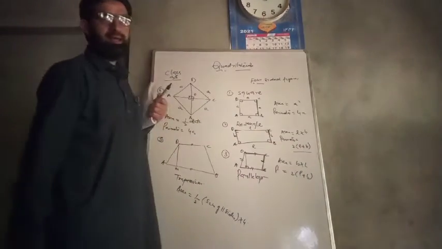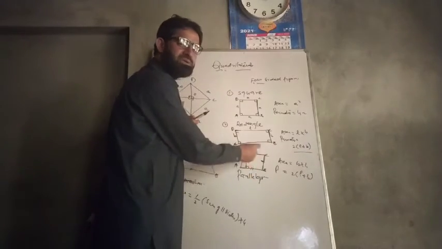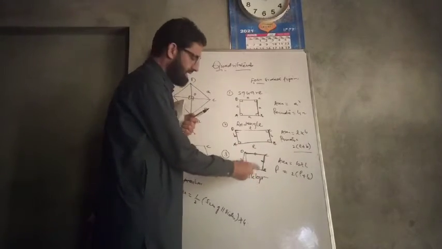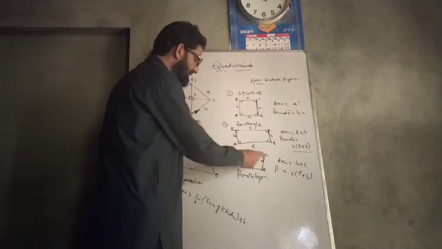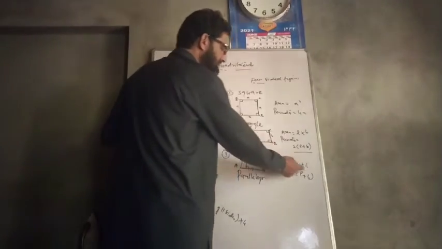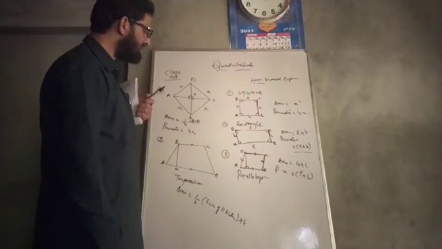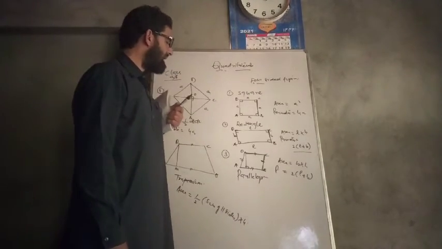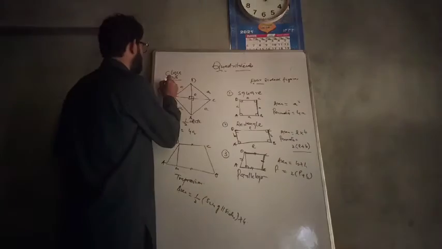Then a parallelogram. A parallelogram is a quadrilateral with opposite sides equal and parallel. AB is equal to DC and AB is parallel to DC. BC is equal to AD and BC is parallel to AD. Its area is given by base into height and perimeter is obviously 2 into (L plus B). So this was the third quadrilateral. The fourth one is the rhombus.